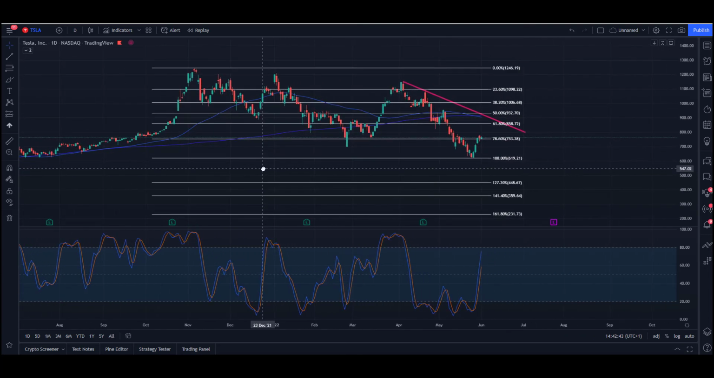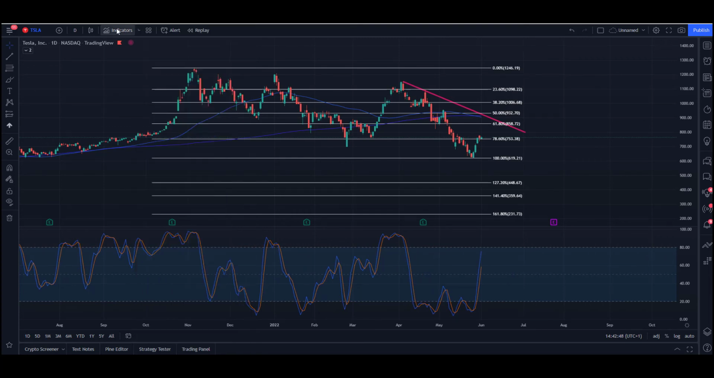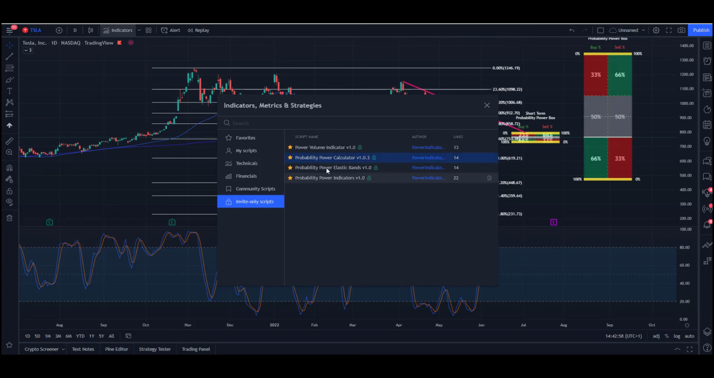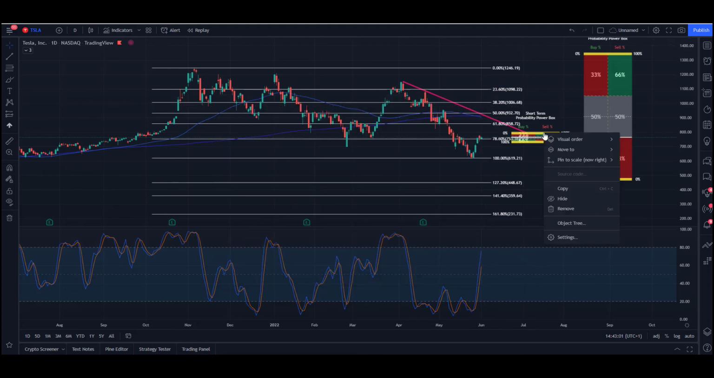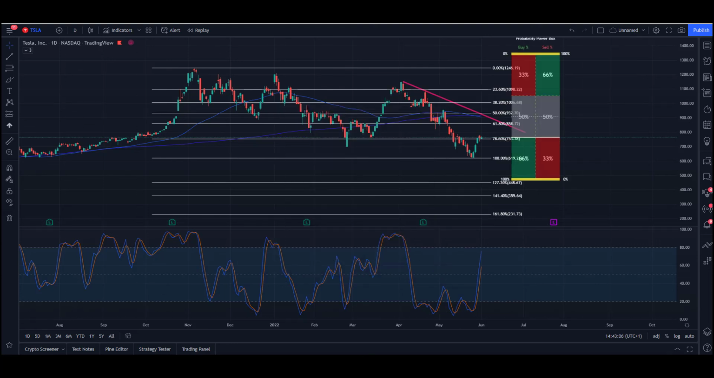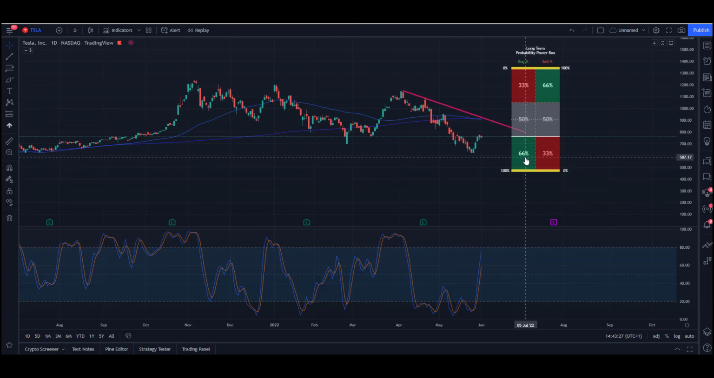And if you want to get really interesting about finding out the probability of the price moving, I've got these tools called probability power indicators, bands, calculators. If we put on the calculator here and we use the longer term one, we just turn that off. Now this tool here is telling us the percentage probability chances of the price moving up or down. At the moment it's saying it's more likely to go up, 66%. Again, marry that into your indicators and tools.